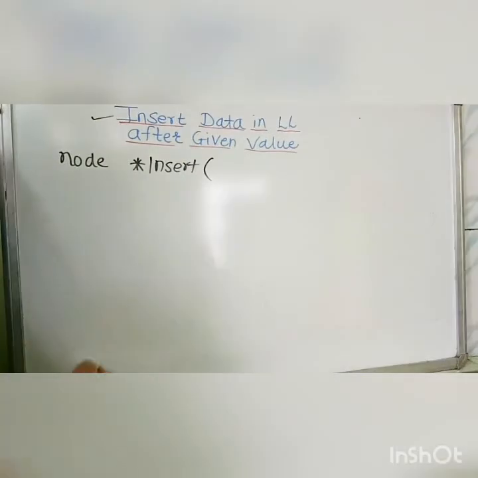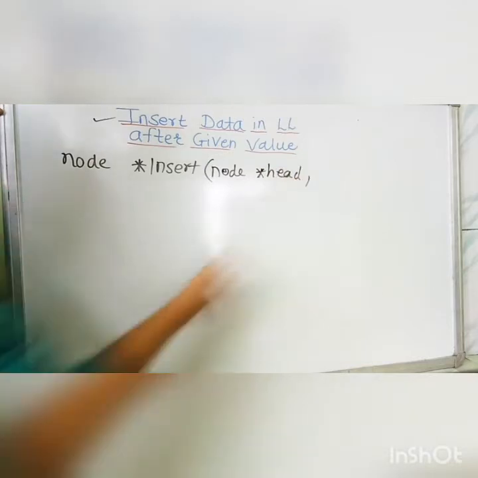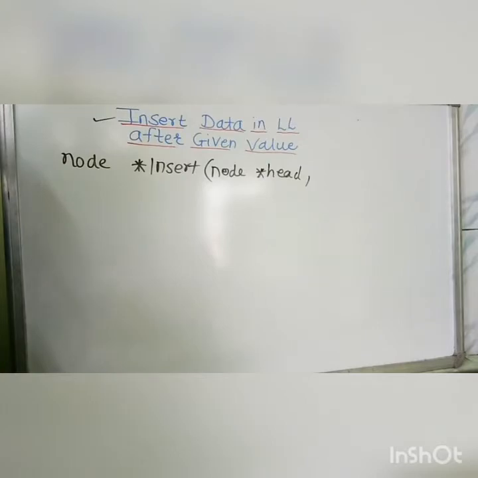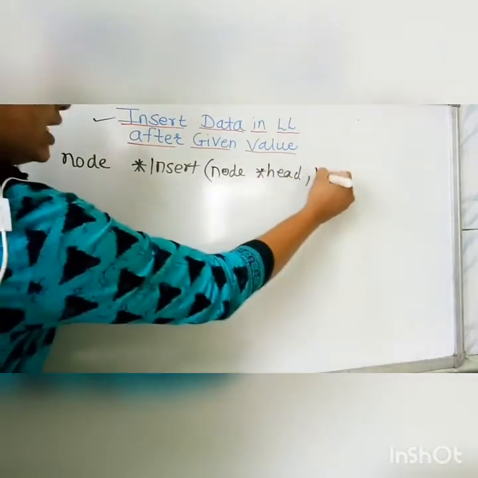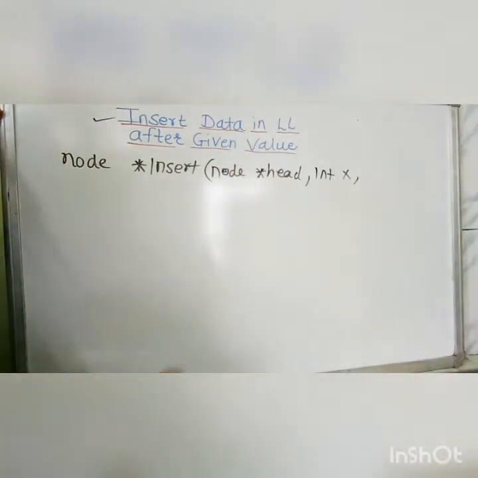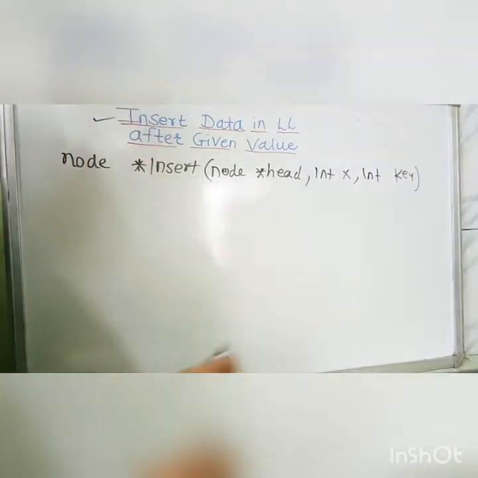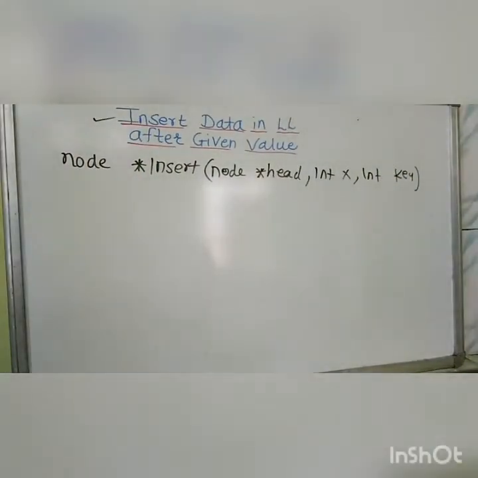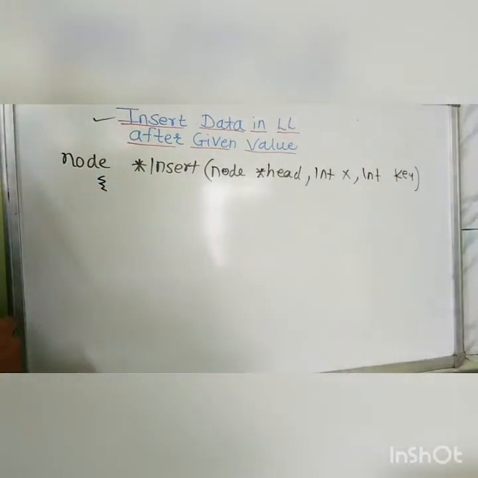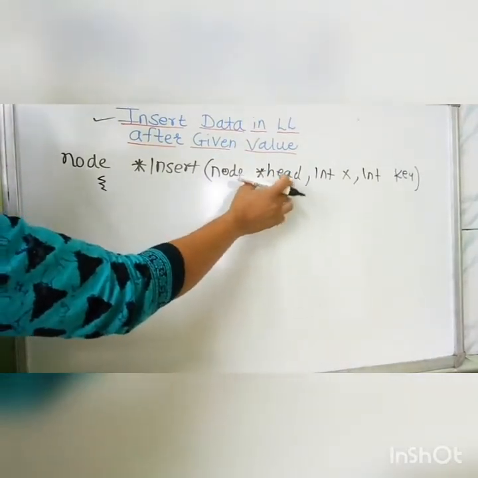Then we have to take a starting point as a head node, so node *head is the starting point. Then we have to take the new node to be inserted, that is x, and after a given value means we have to take a position from the user, so we are taking here the key element as a position element.